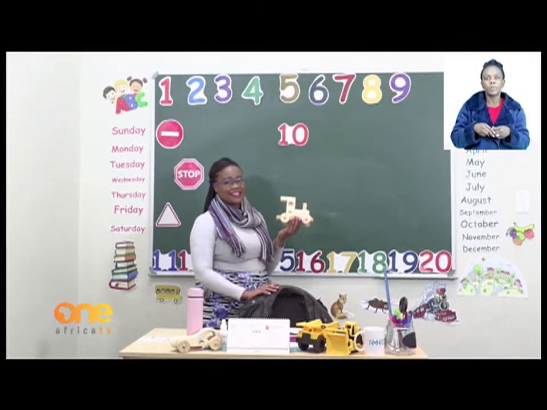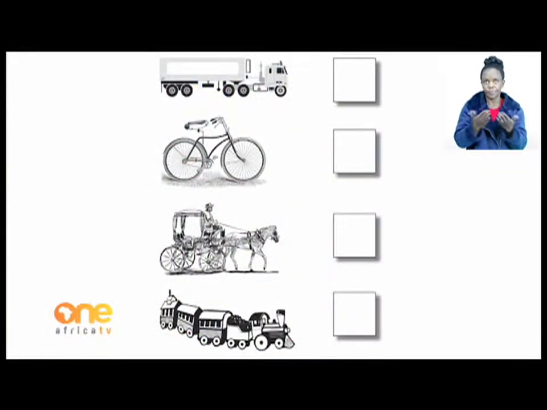Let's go to our exercise and try and find how many wheels each of the things that we can see have. The first one is a big truck. And remember, we are only counting the wheels we can see. Let's count the wheels. 1, 2, 3, 4, 5.